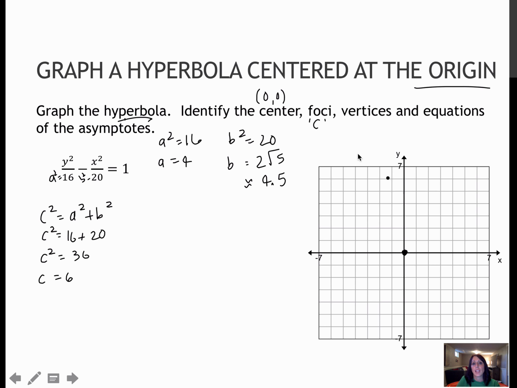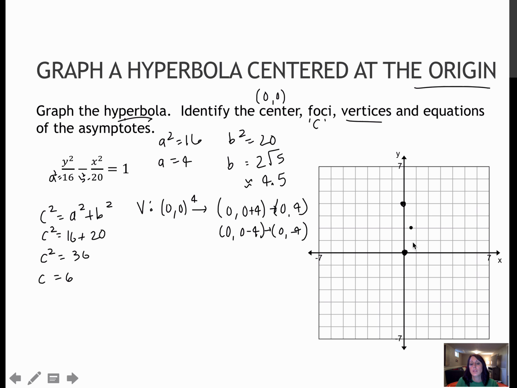To find the vertices, remember the vertices would be above and below the center. So I'm taking (0, 0) and adding the a value of 4 to the y values, because it's below the y. So (0, 0) plus 4, and (0, 0) minus 4. That gives us (0, 4) and (0, negative 4). These are my vertices. The hyperbola will actually touch these points.